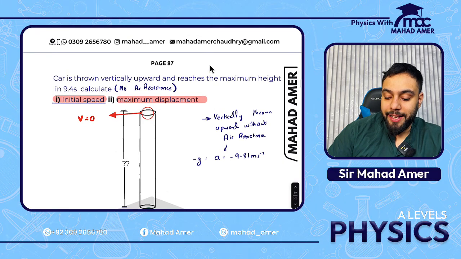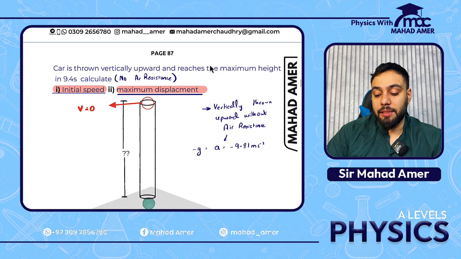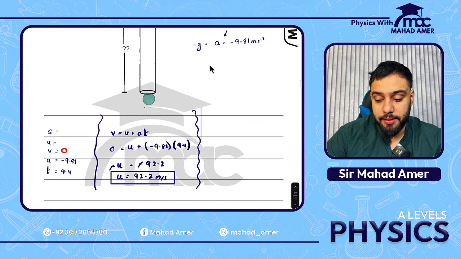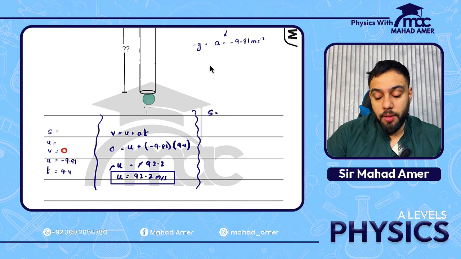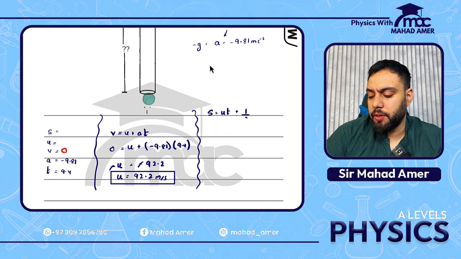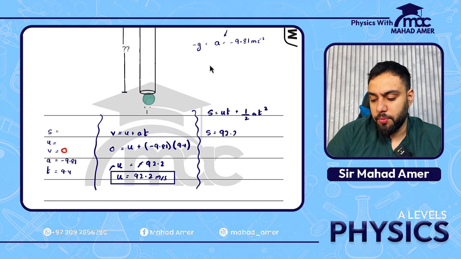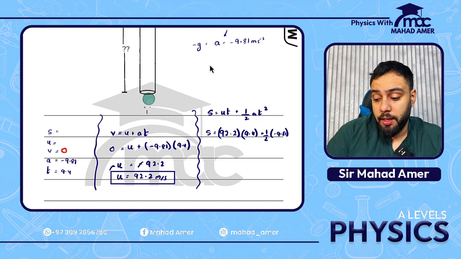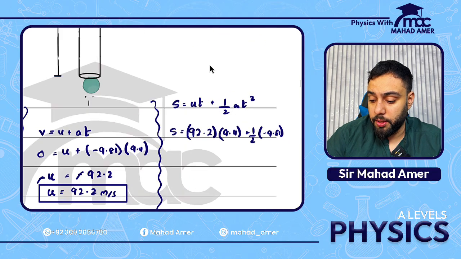Second, I need the maximum displacement. So maximum displacement, very good. I need S. I can use any equation now. S equals ut plus half at squared. S equals initial speed 92.2, times time, which I already have, that's 9.4, plus half acceleration, which is negative 9.81, and then time is 9.4 squared.